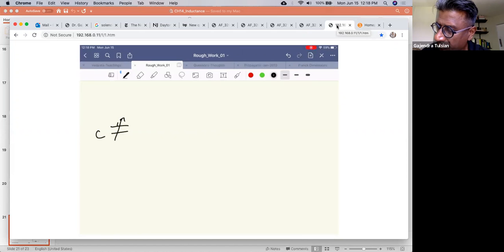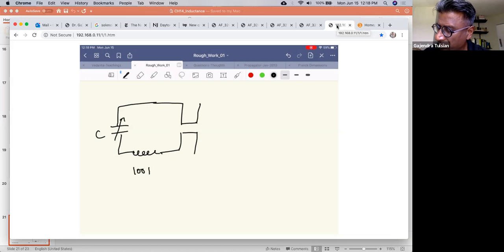So there's C, and I will draw without the resistor. So this is the antenna, and let's say the natural frequency is 100 megahertz. I'm just making that up. Here is a signal with 100 megahertz. Here's 102 megahertz.